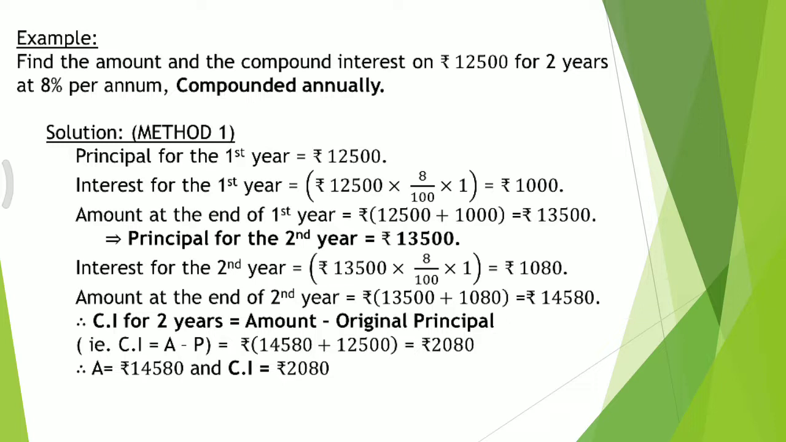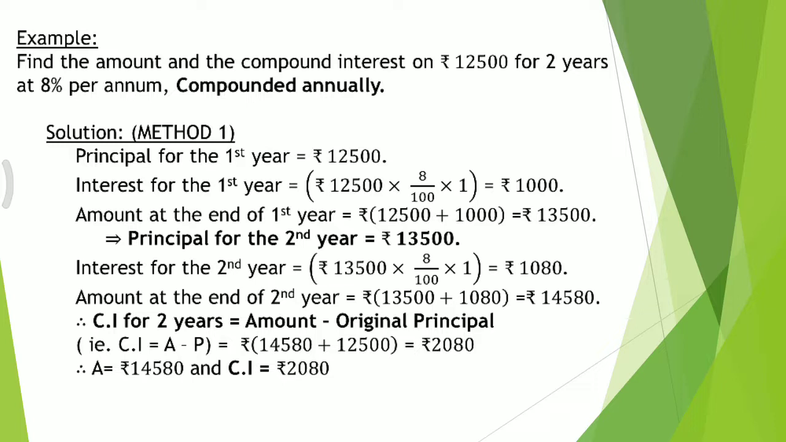The first method: first we note down the principal. The principal for the first year is equal to 12,500. Interest for that, we can calculate: 12,500 into 8 by 100 into 1, that we got rupees 1000. Next we can calculate the amount at the end of the first year, that is equal to 12,500 plus 1000, that is equal to 13,500.